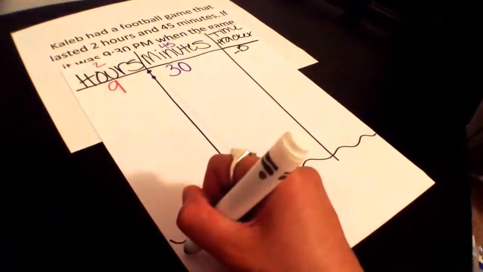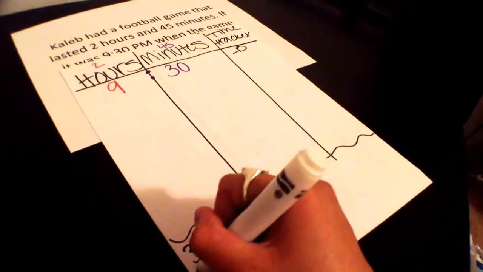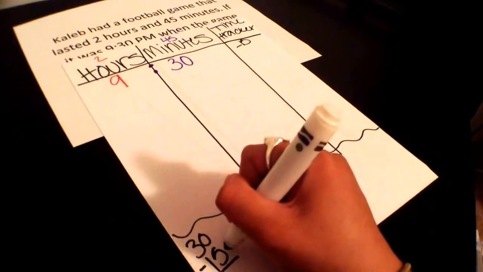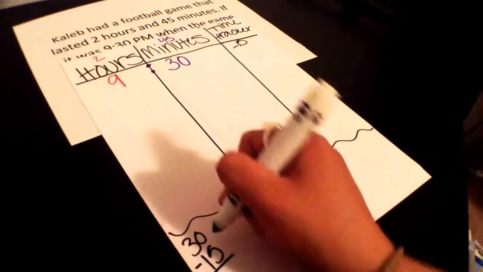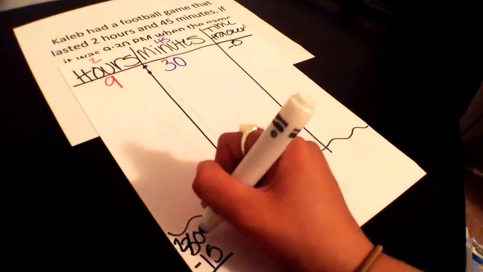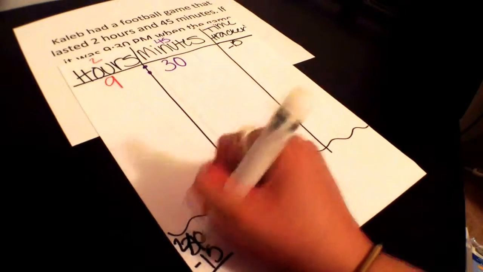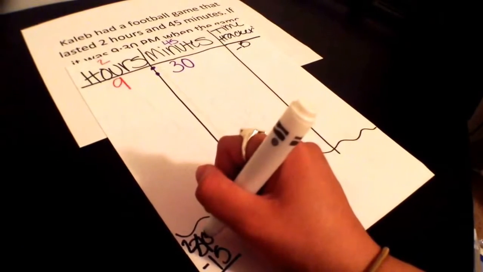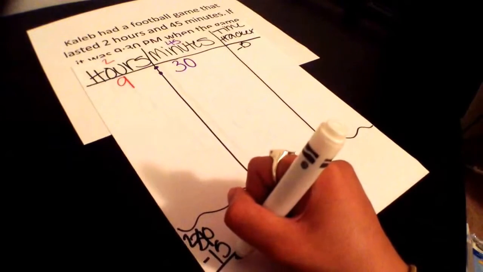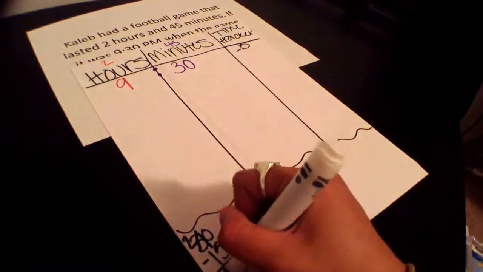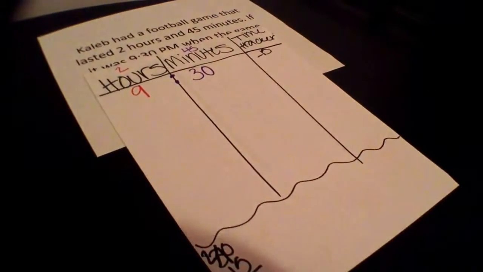So I'm going to take away 30 minus 15. 0 minus 5, we can't take away 5 from 0, so we're going to regroup, change our 3 to 2, and regroup our 0 to a 10. And so 10 minus 5 is 5. And 2 minus 1 is 1. So that's going to give us 9:15.